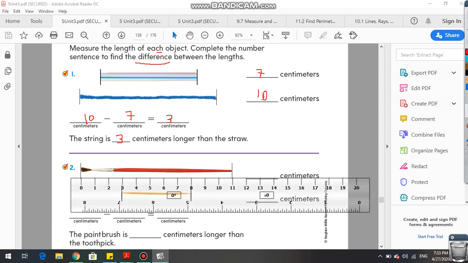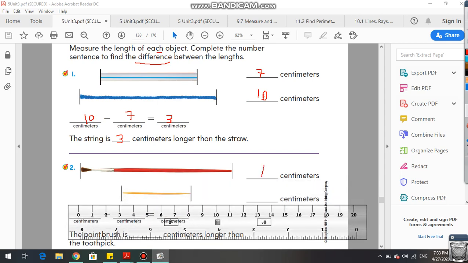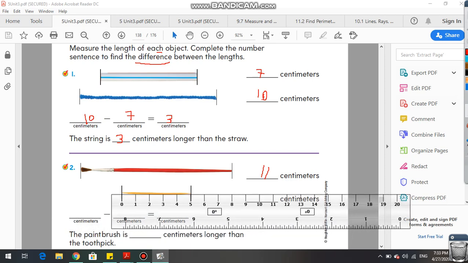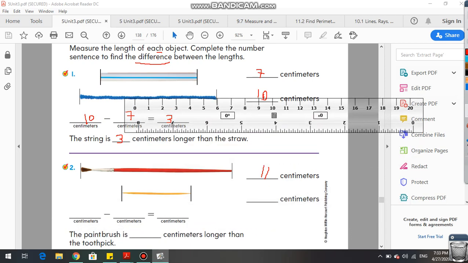Number 2, the brush is 11. So I'm gonna write 11. And the toothpick is 5. So I'm gonna write 5. How I'm gonna find the difference? 11 minus 5. Guys, count from 5 till you reach 11. After 5: 6, 7, 8, 9, 10, 11. I have 6 fingers. So the paint brush is 6 centimeters longer than the toothpick.